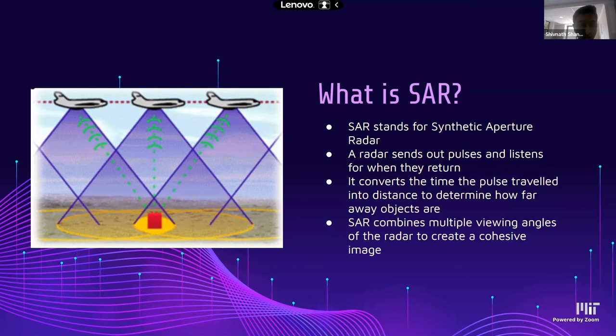Now, as you can see on the image to the left, the plane is taking multiple viewing angles of this red box here. So the SAR combines multiple viewing angles of the radar to create one cohesive image. And the process of creating this one cohesive image is through software that we will talk about now.